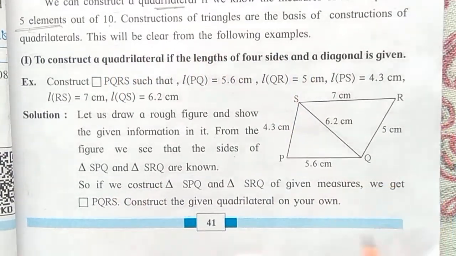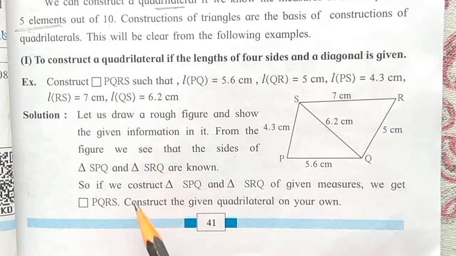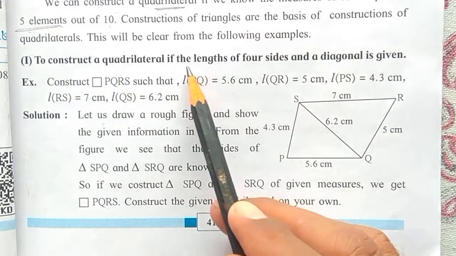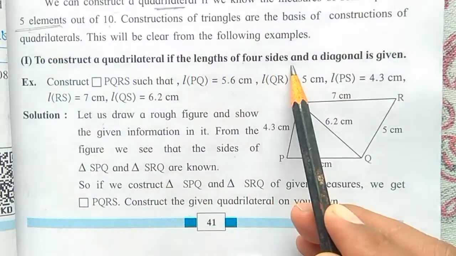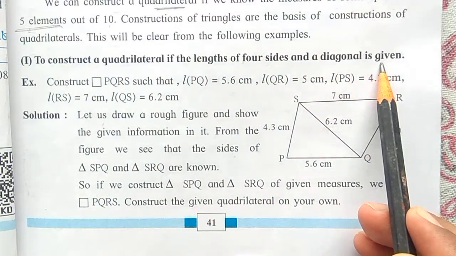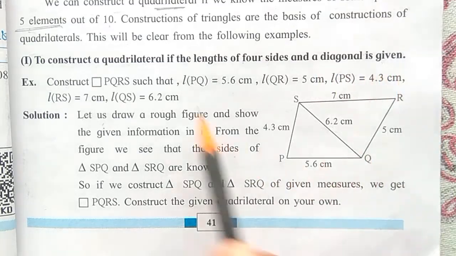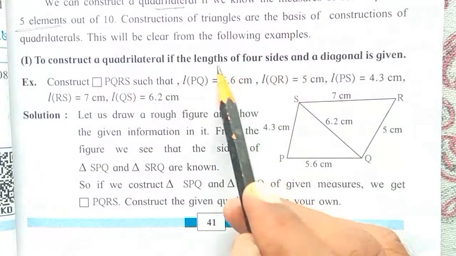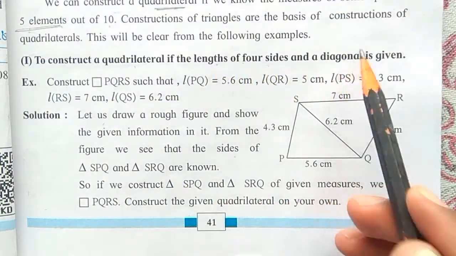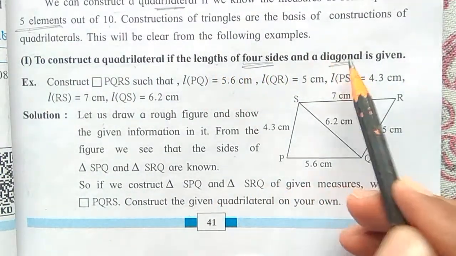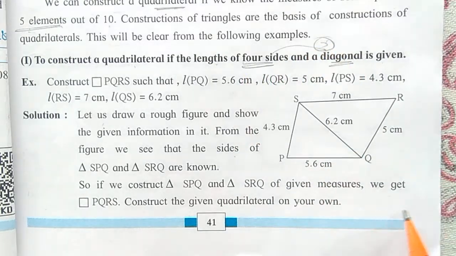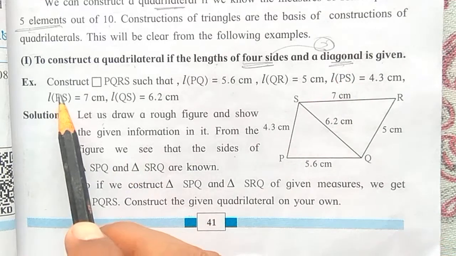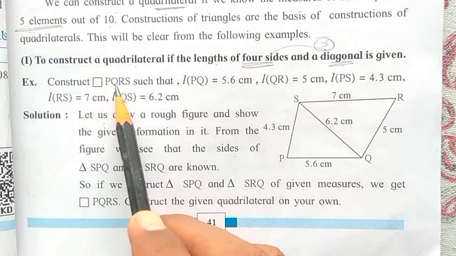Let us move to the further solved example. Here a solved example is there. To construct a quadrilateral, if the lengths of 4 sides and a diagonal are given, that is, in a quadrilateral the lengths of 4 sides are given and one diagonal, means these 4 elements and this 1 element, total it becomes 5. So information of 5 elements is given. What is the example given? Construct quadrilateral PQRS.